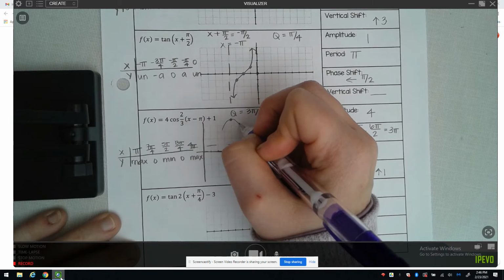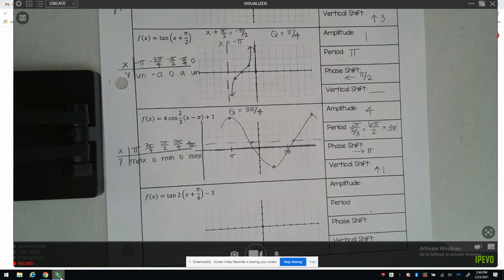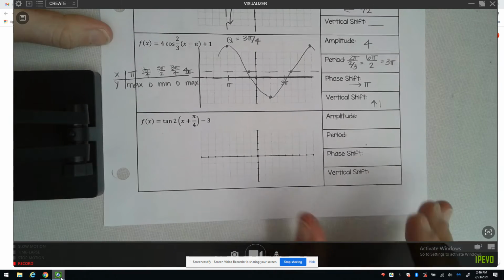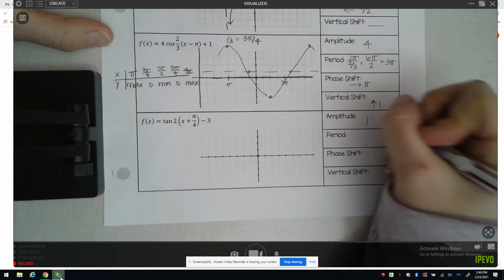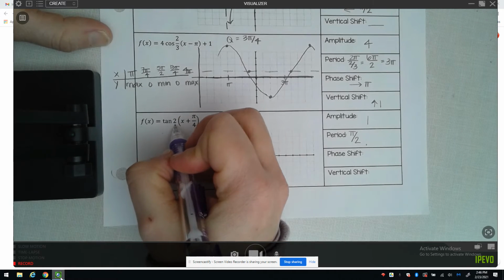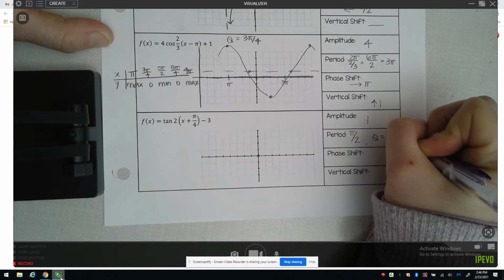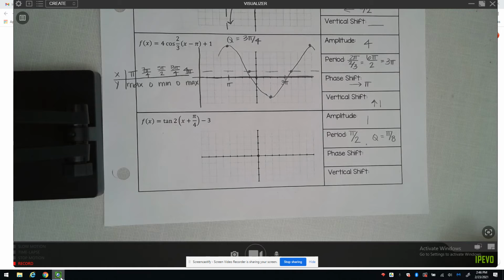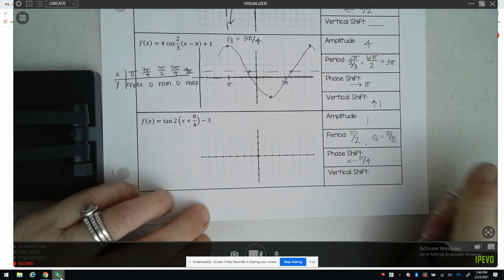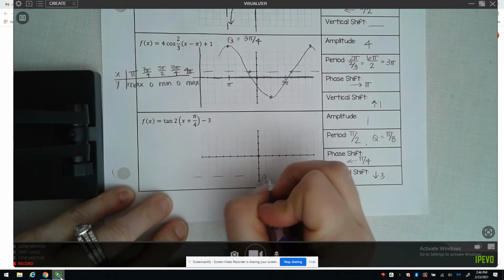A nice stretched out cosine curve. All right, here's another lovely tangent one. My amplitude, my coefficient, is 1. My period is pi over 2 because I have to divide my period by b, which means my quads are pi over 8. Phase shift, it says I should go left pi over 4, and a vertical shift is down 3. So I'll immediately move my vertical shift down 3, my new baseline.